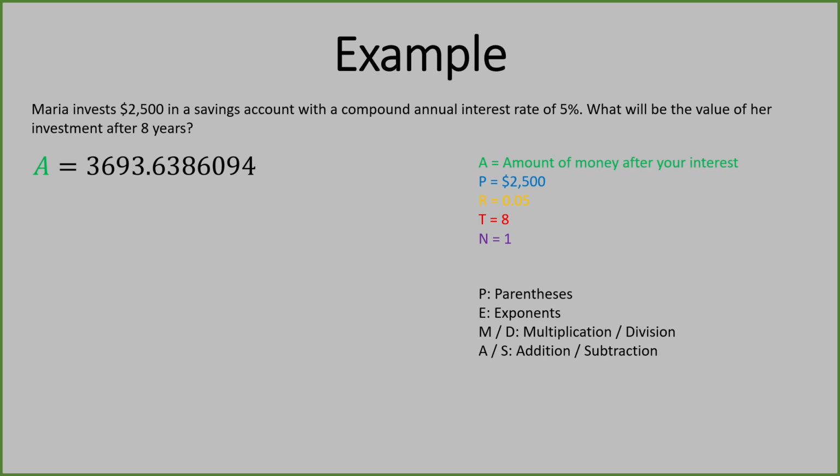Money doesn't usually have that many numbers after the decimal point, does it? At most, we can have 2 numbers after the decimal point, but not more. So we'll round our answer to 2 decimal places. The 8 following the 3 makes the 3 round up to a 4, which means that the final amount of money earned after interest is $3,693.64. That's our answer. Now you understand compound interest.